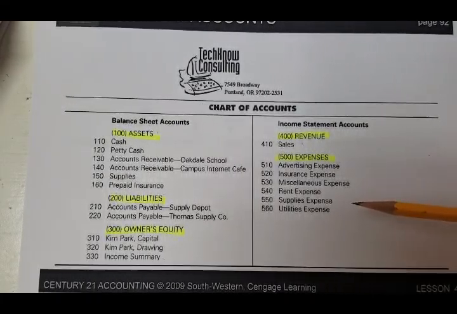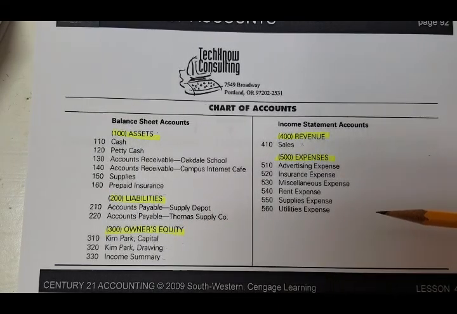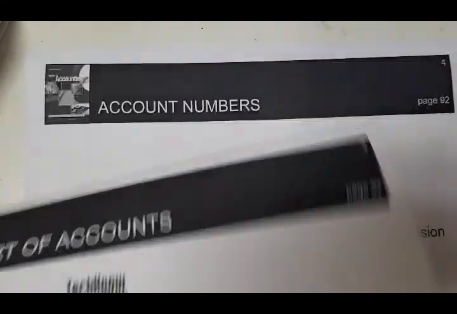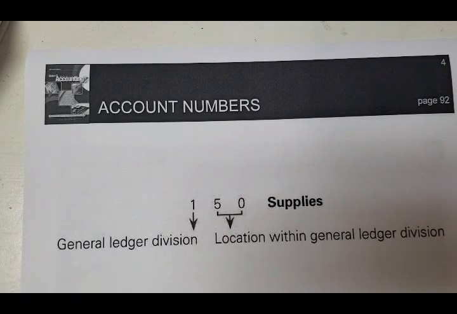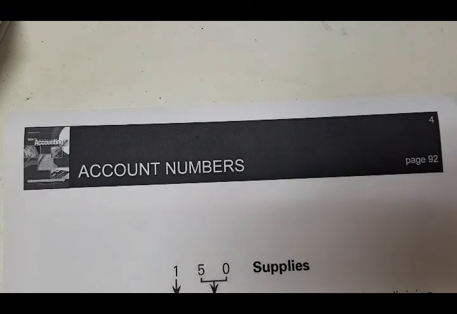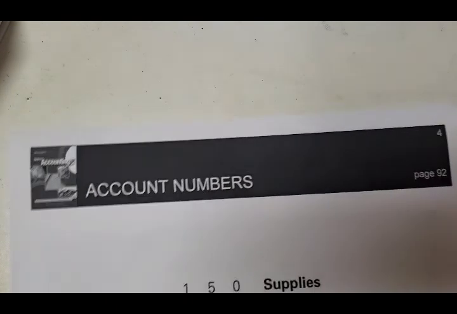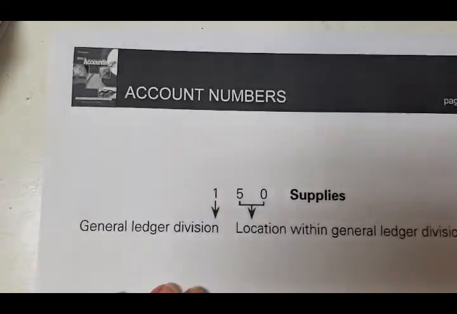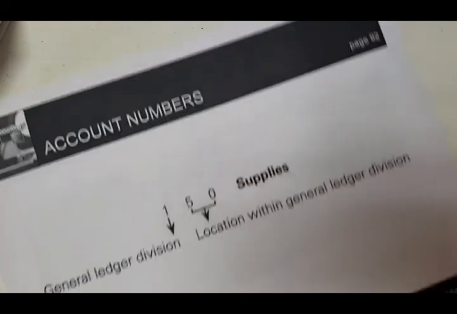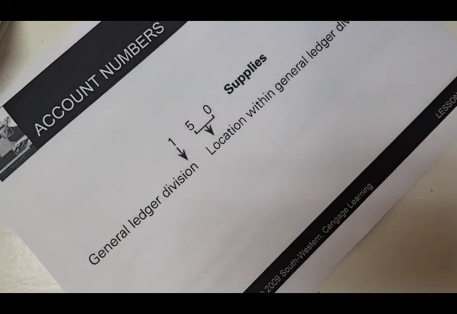Account numbers are assigned by 10s so that new accounts can be added, because sometimes you need to add a new account. The procedure for arranging the accounts in the general ledger, assigning the account numbers, and keeping the records current is called file maintenance.